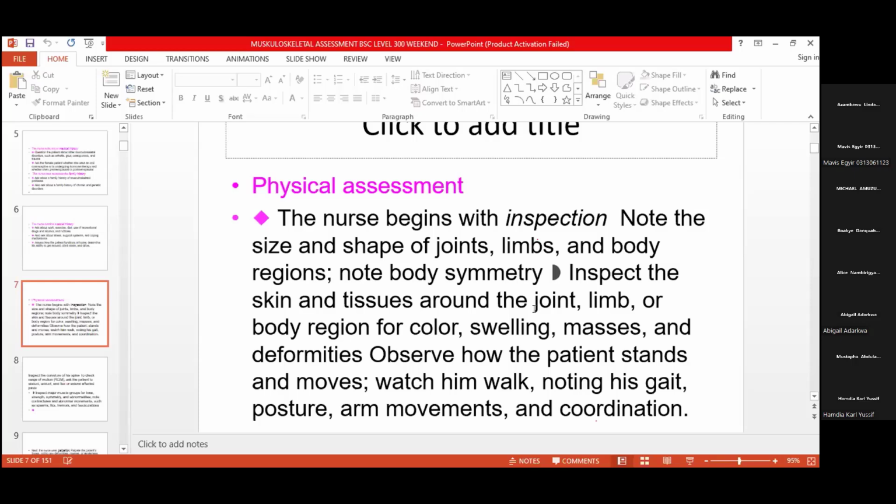Inspect the skin and tissues around the joint. What is the color of the skin at the joint? Is it too dark? Is blood really circulating well? The color of the skin and the tissues will determine whether you are well nourished or not. If you are anemic and malnourished, it will even reflect on your skin, your limbs, or the body regions for color, swelling, masses, and deformities. Move your hand from the cervical area to the sacral area.